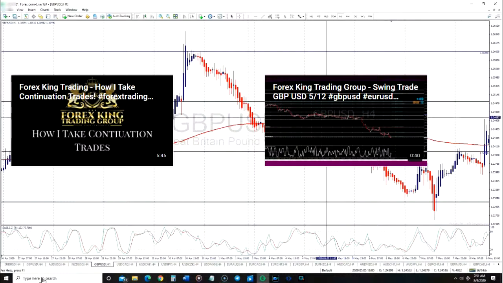So guys, all time frames are important. The daily, in my opinion, is probably the best time frame to trade off.